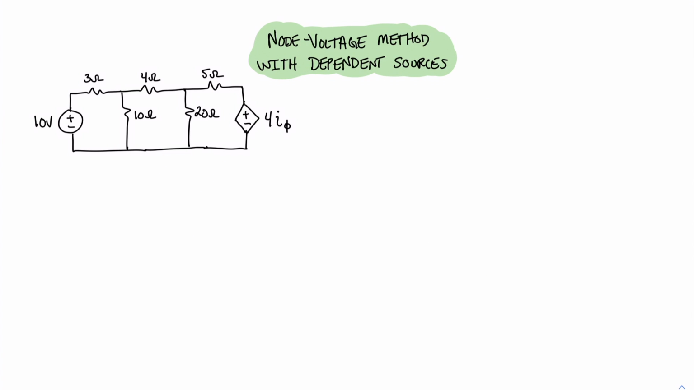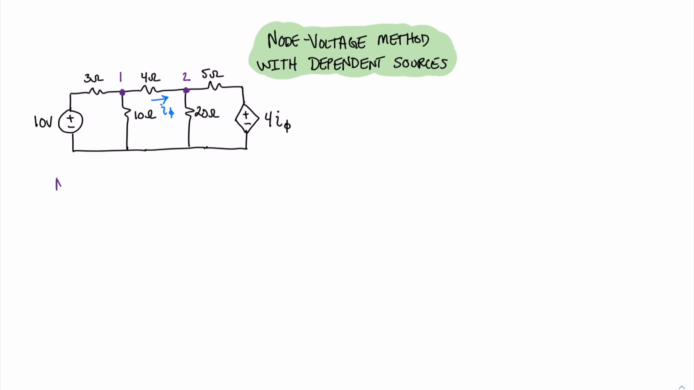Let's take a quick look at an example where we do node voltage with a dependent source. As you can see in this particular circuit, we have a dependent source over here on the right for I phi, where I phi is the current across this 4 ohm resistor. In doing this, we need to look at our different nodes. Again, we're looking at what we call extraordinary nodes, nodes that connect more than 2 different elements. So we have a node right here, we'll call that node 1, and a node right here, we'll call that node 2.